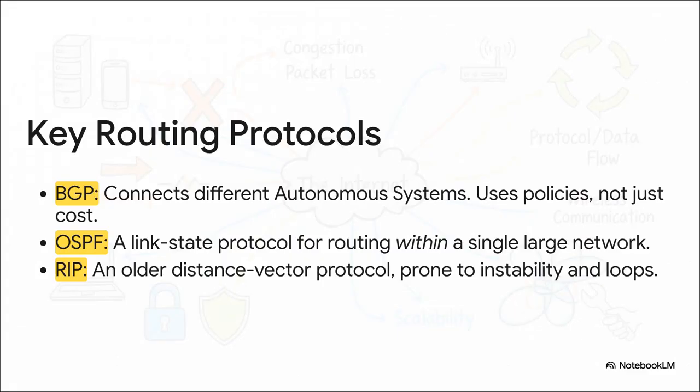And here are the actual protocols that put those ideas into practice. Think of BGP as the global highway system that connects different countries, or in network terms, autonomous systems. It's complex. It uses policies, not just the shortest route. OSPF? That's more like the road network inside one of those countries, using that fancy link state map for super efficient travel. And RIP? Well, RIP's the older, simpler system. Kind of like those local back roads that can sometimes lead you in circles.